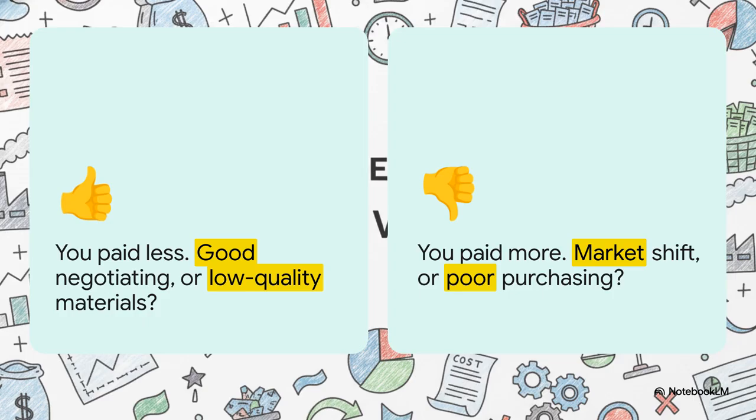Now this is where it gets really interesting. A favorable variance means you paid less than you planned. Awesome, right? Your purchasing team might be geniuses at negotiating. Or maybe you just bought cheaper, lower quality junk that's going to cause you headaches down the road. On the other hand, an unfavorable variance means you paid more. That could be a bad deal, sure. Or it could have been a smart strategic choice to buy better materials. See? The labels favorable and unfavorable barely tell you anything.